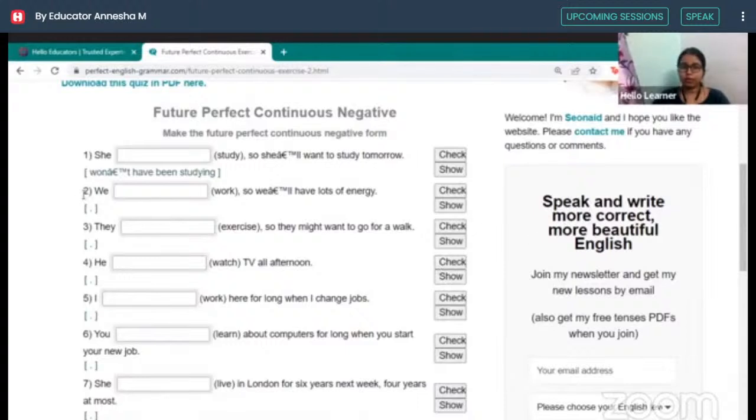Vishwanath, would you like to try? Will not have been doing, will not have been going, will not have been studying. Okay, this is the formula. Okay, Vishwanath, take your time, no problem. Siddharth, would you like to try?